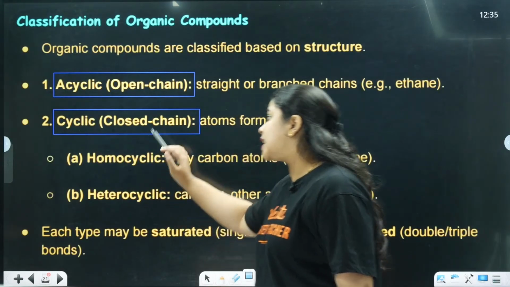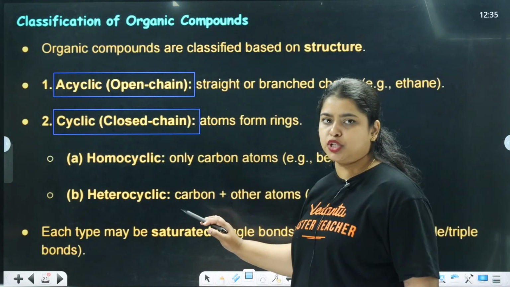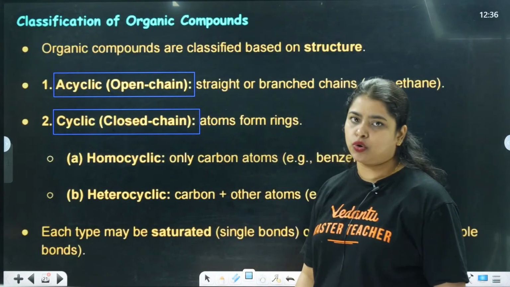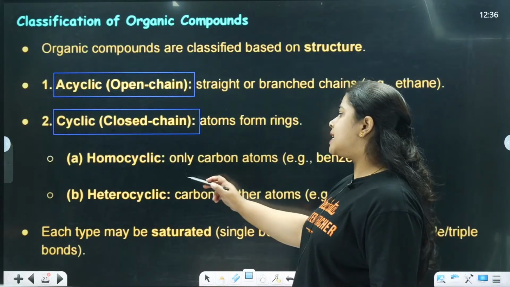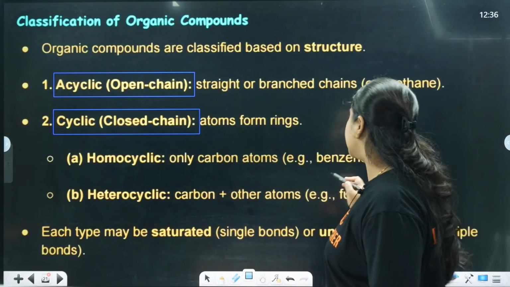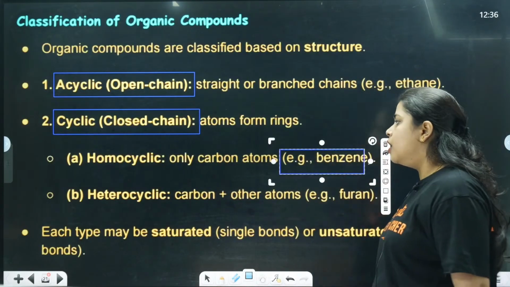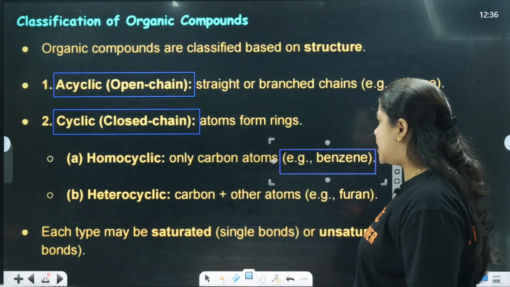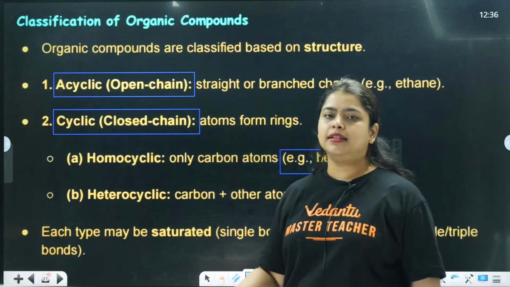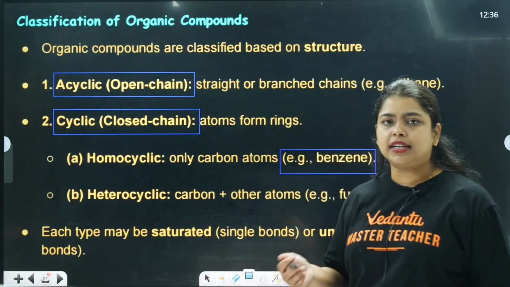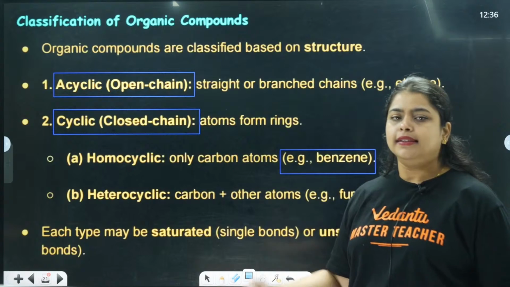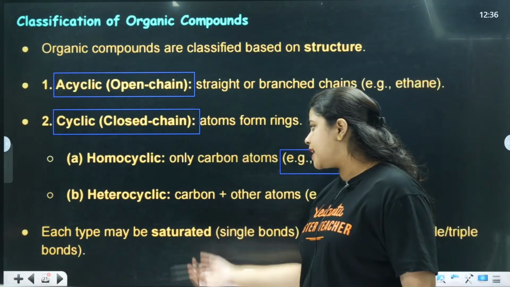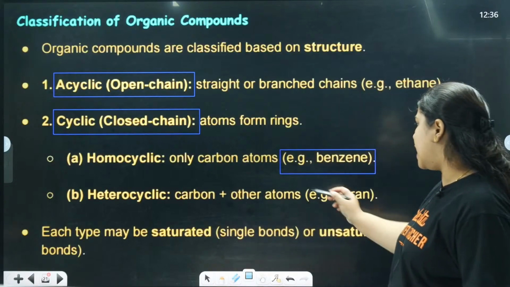Next, the homocyclic. In cyclic, two options come. First one is homocyclic, second comes heterocyclic. Clear? So what is homocyclic? Only carbon atoms. Example, benzene can be written. Homocyclic means we can give an example that has only carbon atoms. Like benzene has 6 carbons. So if you take a benzene structure, you can easily find that it has 6 carbons, okay? Next, heterocyclic: carbon plus other atoms, like furan.